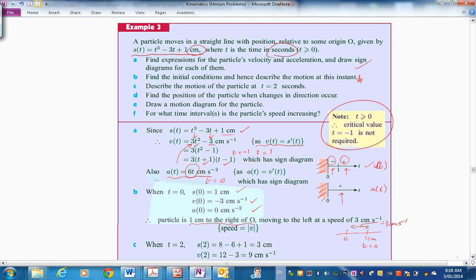And if you want the speed, then there's the velocity, and the speed, big S, is just 3 centimetres per second. No positive or negative there.